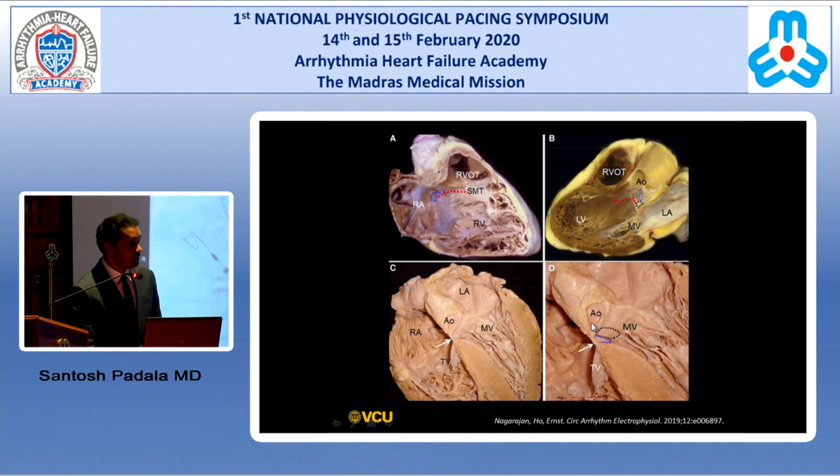This area is zoomed in here, and you can closely again see the membranous septum marked in blue dots. Notice the relationship between the membranous septum and this black dotted area in figures B and D. The black dotted area is the central fibrous trigone. So it's very important to understand the anatomy because it's going to help us during conduction system pacing.